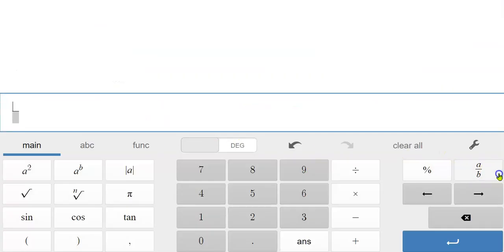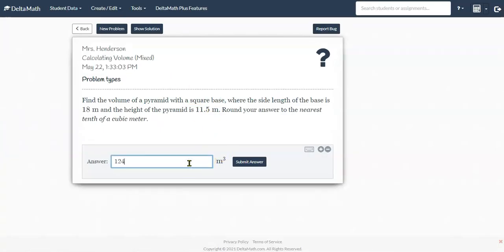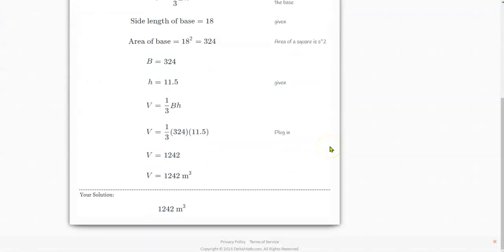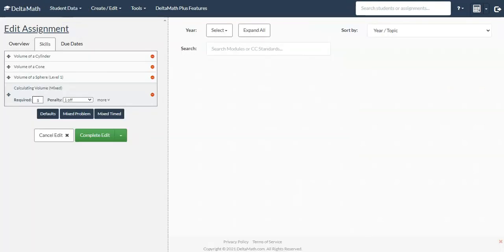Let's give that a try. 1/3 times 18 squared times the height of 11.5. Look, no pi symbol in this because it's not circular. Oh, we get a nice number, 1242. Let's see, did we do that right? 1242 to the nearest tenth of a cubic meter. Yes. Fantastic. So that's how you complete the assignments for homework number 4.